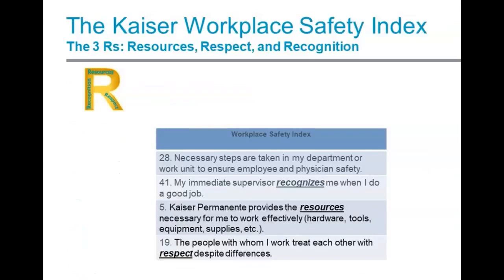This is from Kaiser Permanente, a big system in the United States. They are bigger than many countries out there in the world in terms of the number of patients that they take care of, and they have made workplace safety a huge priority for them. And they do a survey of their employees, and in the survey there are these four questions that they turn into an aggregate score called their workplace safety index. And so the questions are shown here: necessary steps taken in my unit to ensure employee and physician safety, my supervisor recognizes me when I do a good job, I have the resources to do my work, and I'm treated with respect. And interestingly, these are generally questions around psychological safety.